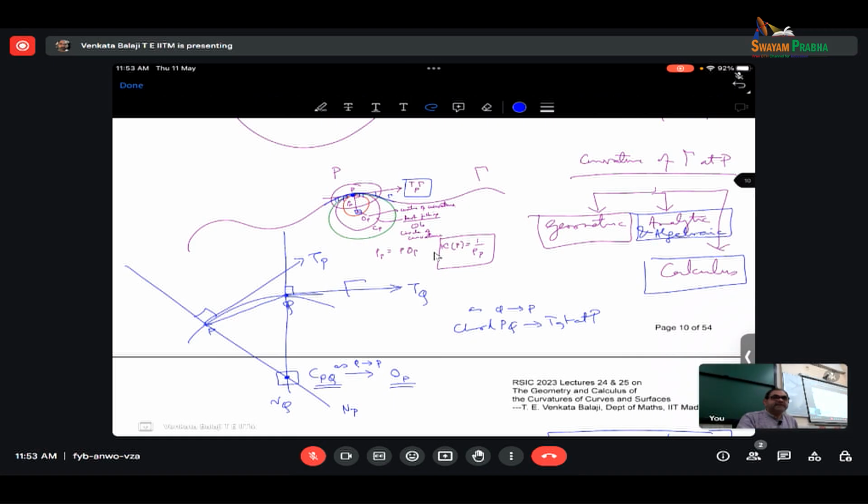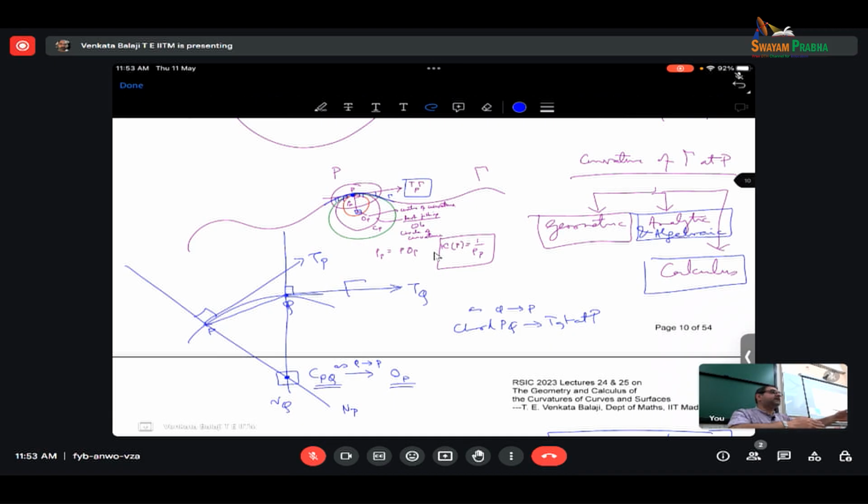Every object that is nicely differentiable has what is called a Taylor expansion, and this curve has a Taylor expansion, and what you are trying to find out. So if you write the Taylor expansion, there is a first derivative part which is a tangent, then there is a second derivative part, then there is a third derivative part.